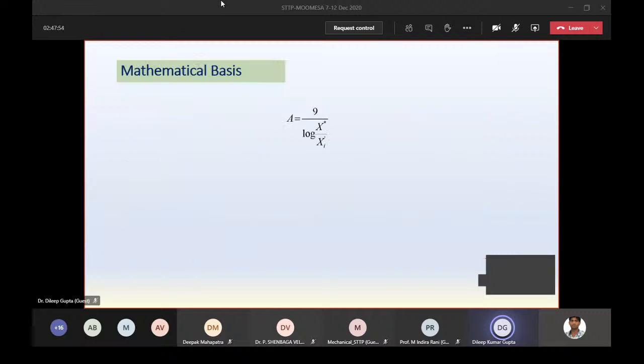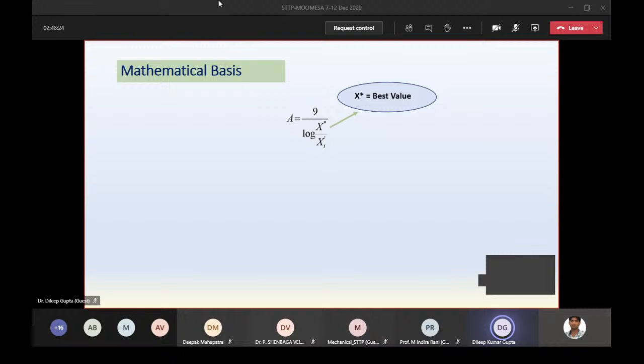The mathematical basics, if you see, there is one constant, it's called A, and that A is equal to 9 divided by, because it's logarithmic scale, 9 divided by log of x star divided by xi dash, where x star is the best value which is desirable. Best value in the sense what? Depending upon the higher is the better or lower is the better. So whatever the desirable value is the best.